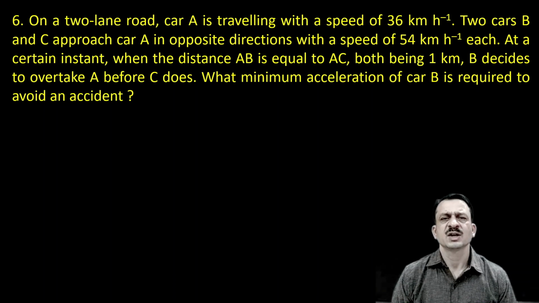Now here there is one car which is moving in one lane. In the other lane, two cars are approaching. One is from the forward direction, another one is from the backward direction. Now the driver of car B decides to overtake the first car, therefore he has an acceleration. What was the minimum acceleration required for car B? Now we will visualize with this simple animation.